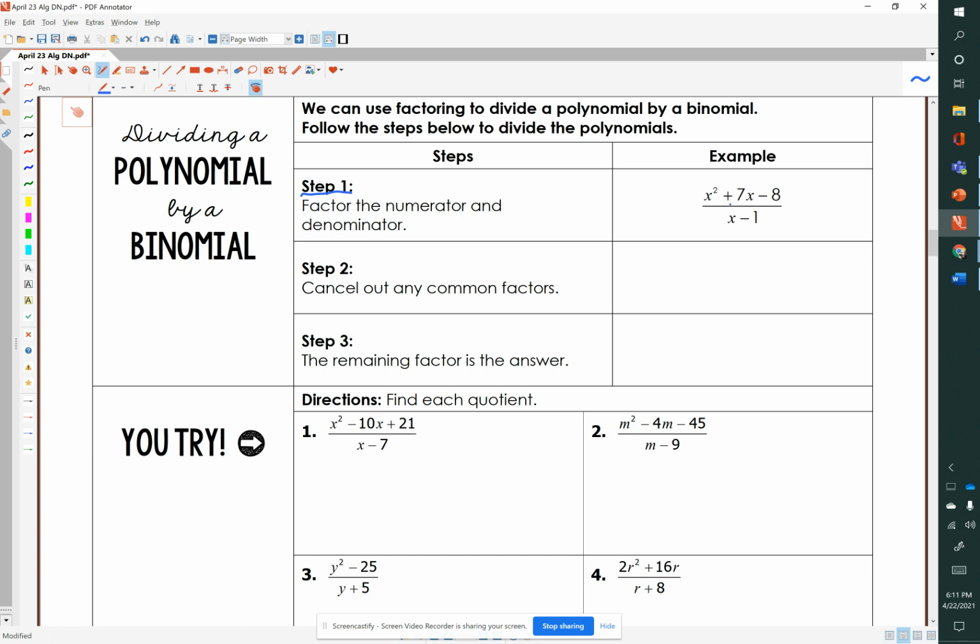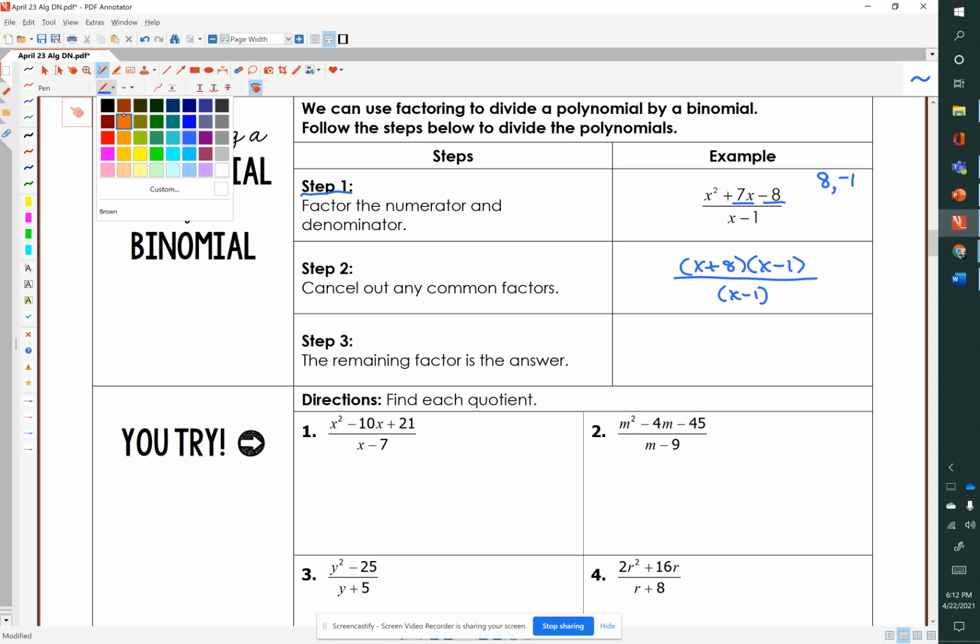So let's factor x squared plus 7x minus 8. We need 2 numbers. They will be positive and negative that add to 7 and multiply to negative 8, and that can only be a positive 8 and a negative 1. So we will factor that into (x plus 8)(x minus 1), and the denominator is already factored, x minus 1. We can put that in parentheses if we like. So that's the first step.